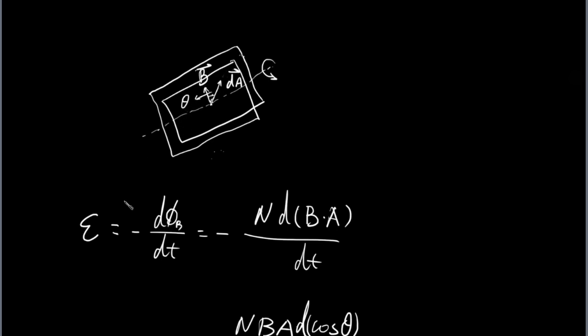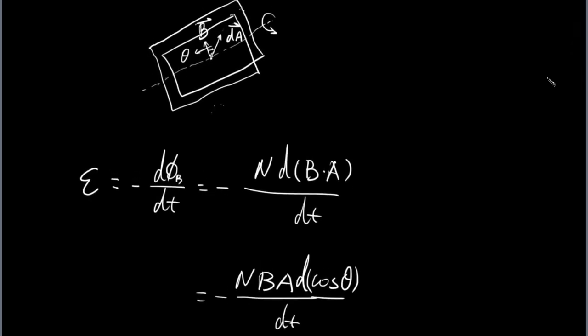According to Faraday's law, induced EMF equals minus d phi B over dt, and phi B is B dot A. A is the area of the surface of the loops, and there are N loops, so times N. A is the surface area of one loop, N is the number of loops, over dt.